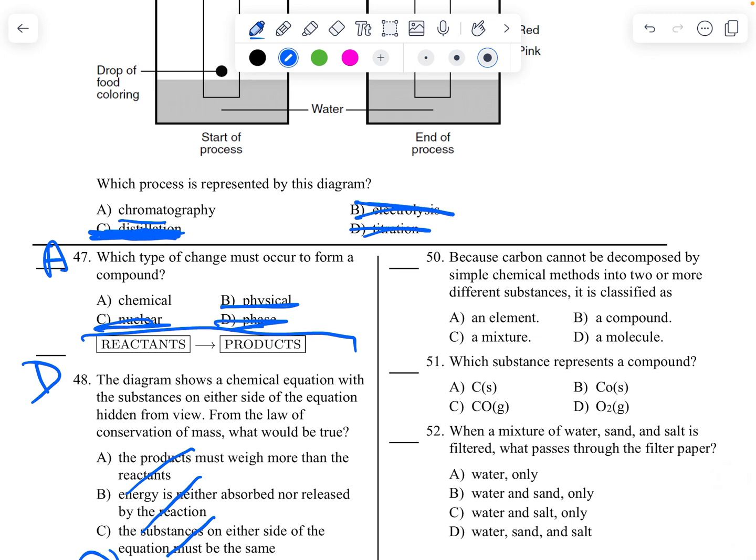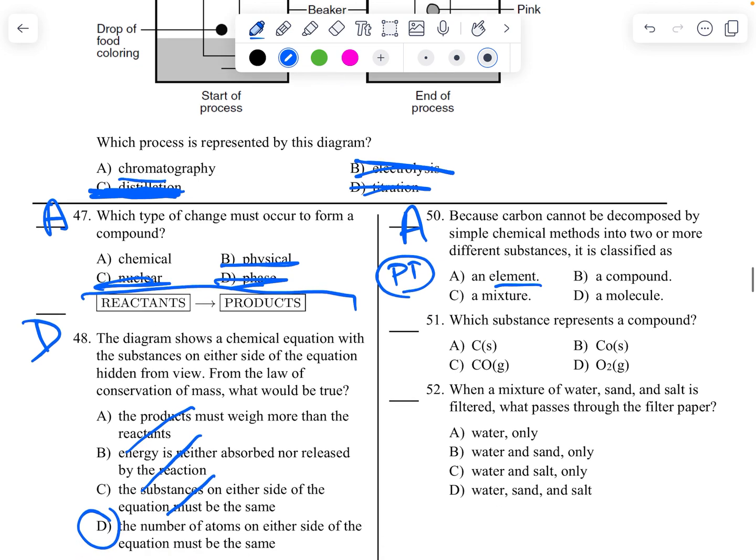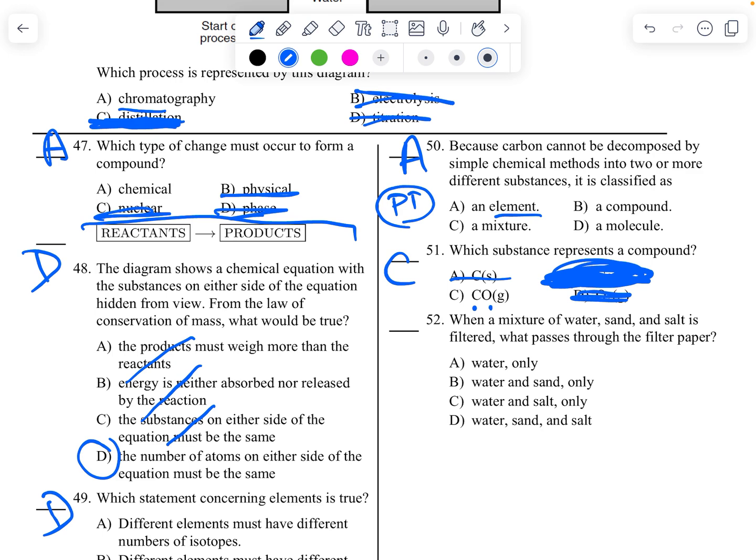Because carbon cannot be decomposed by simple chemical methods into two or more different substances, it is classified as a mixture. Holy cow, an element. I looked at mixture and I said it. But no, carbon is simply an element. It's on the periodic table. Look for it there. A compound would have two or more elements chemically combined. So in part C, we have a carbon and we have an oxygen. This is one element. This is called a diatomic element, and this is tricky. That is wrong because that is cobalt. Again, I feel like we had this already.